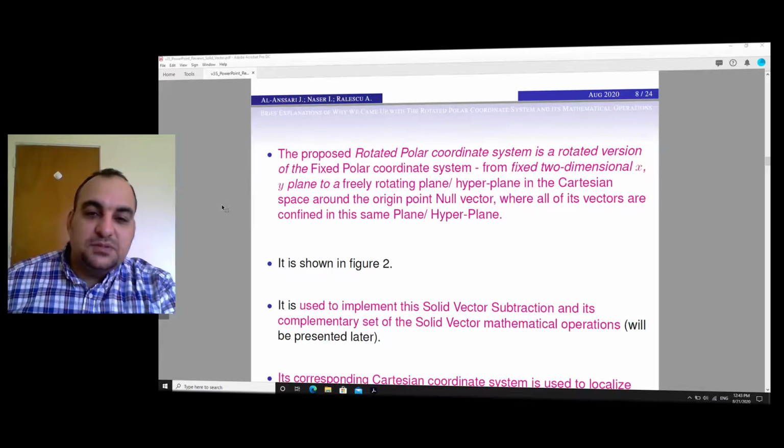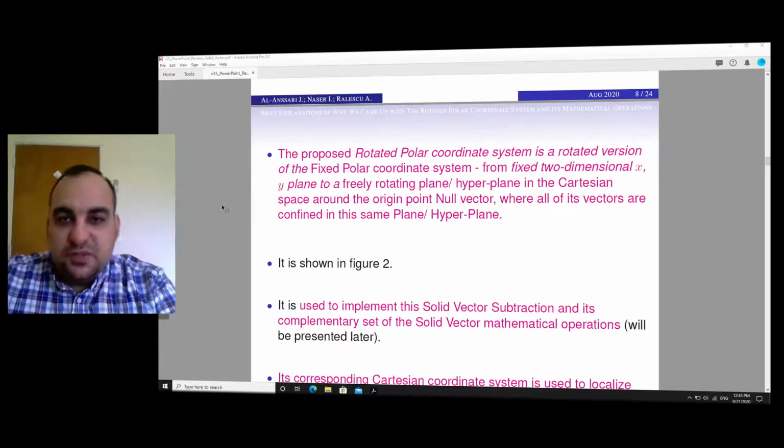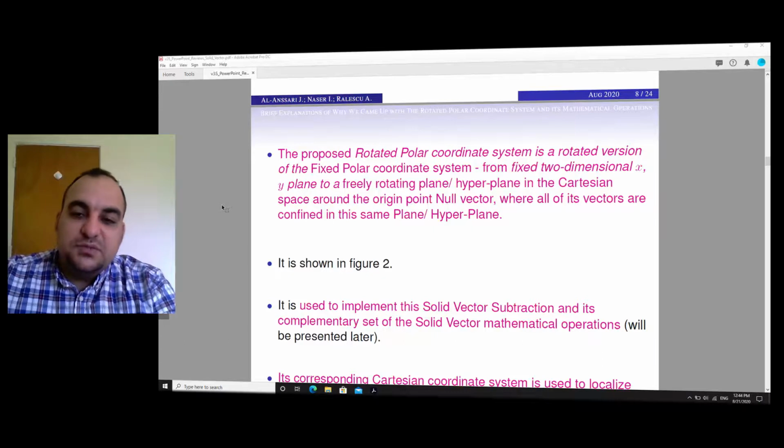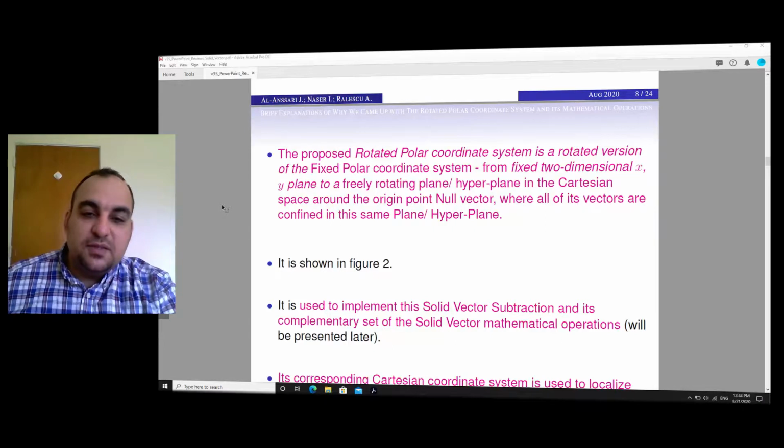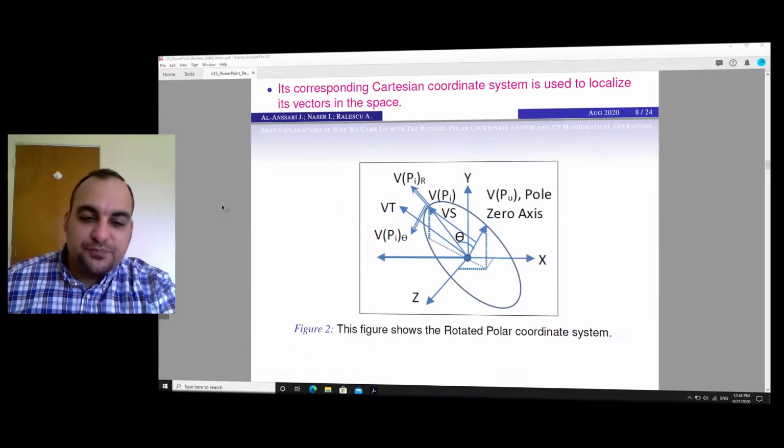So our proposed rotated polar coordinate system is a rotated version of the fixed polar coordinate system from the fixed two-dimensional xy plane to the freely rotating plane hyperplane in the Cartesian space around the origin point null vector, where all of its vectors are confined in the same plane hyperplane.